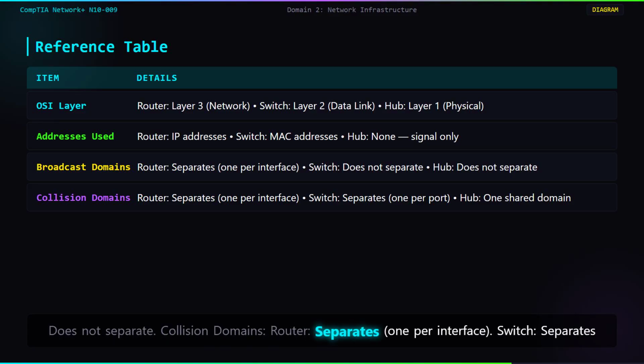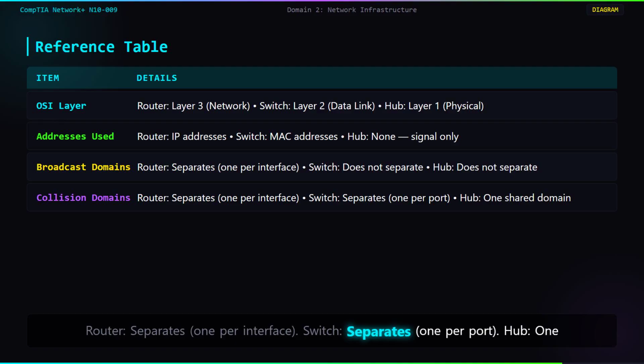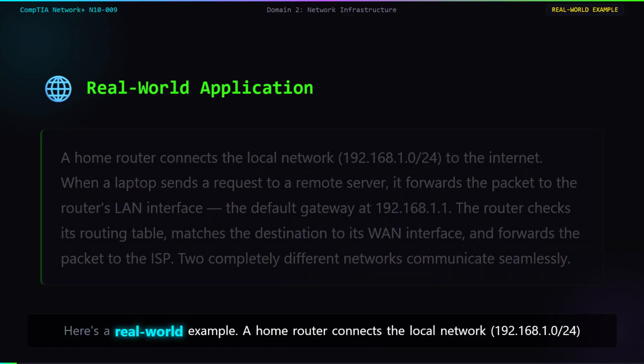Collision domains: router separates, one per interface. Switch separates, one per port. Hub, one shared domain. Here's a real-world example.